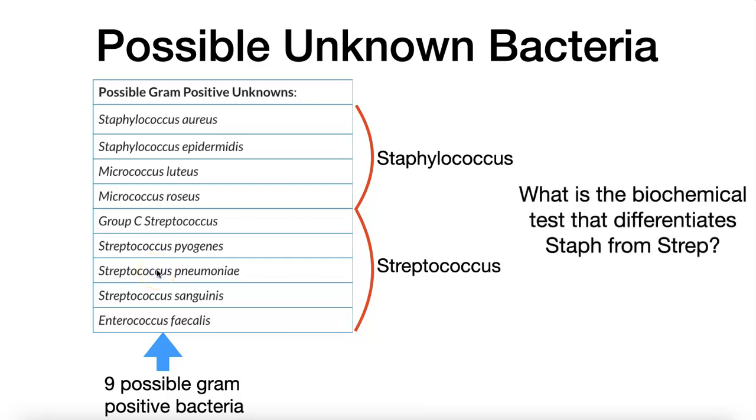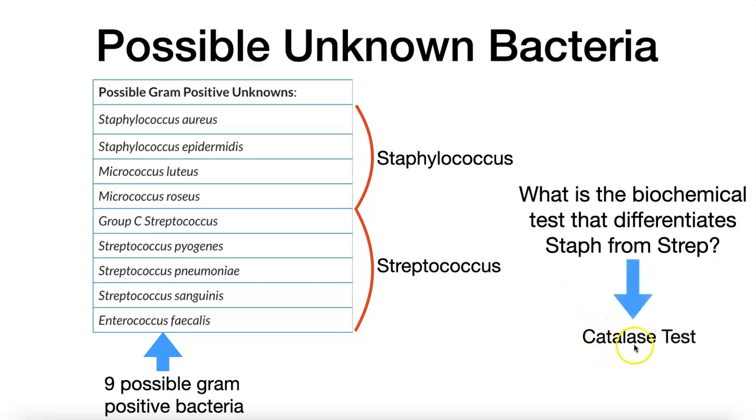Now, there was a question that we talked about during these labs, and it is now stated here. It says, what is the biochemical test that differentiates staph from strep? I don't know if you remember this, but there was only one test that we did in both of these labs, and all staph were positive for this test, and all strep were negative. Another hint is what we were looking for when we performed this test, and that was the formation of bubbles. If that's not enough information, I'll just tell you what that test is, and it's called the catalase test.